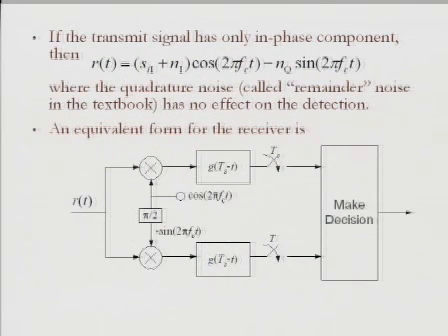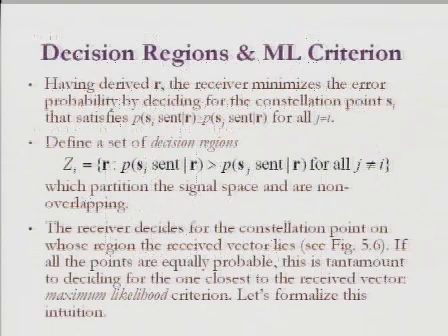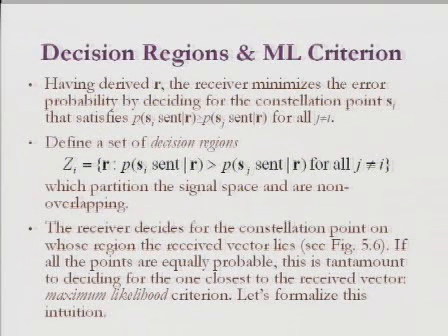Okay, so now we know how to extract this vector. Now we have to learn how to make a decision here, how to use this vector to figure out which of the points in the constellation was actually sent. Well, we want to minimize the error probability. We want to make the best possible choice so that the probability of making an error is as small as possible.